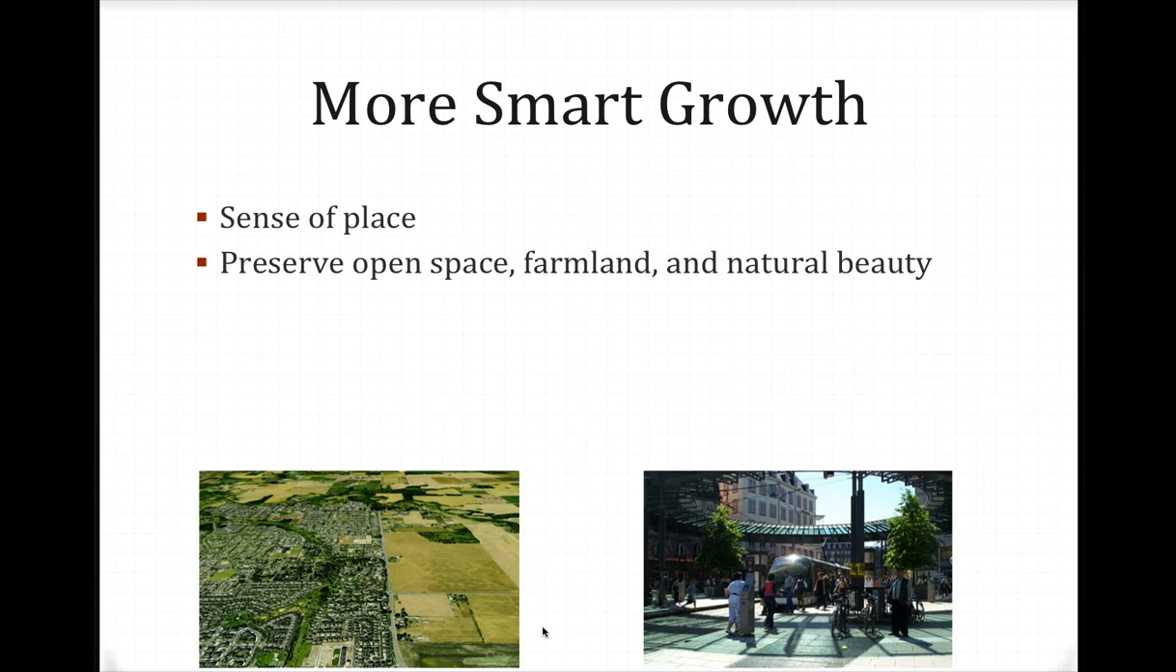A second part of smart growth is preserving open space. Technically, this is number 7: preserving open space, farmland, and natural beauty.